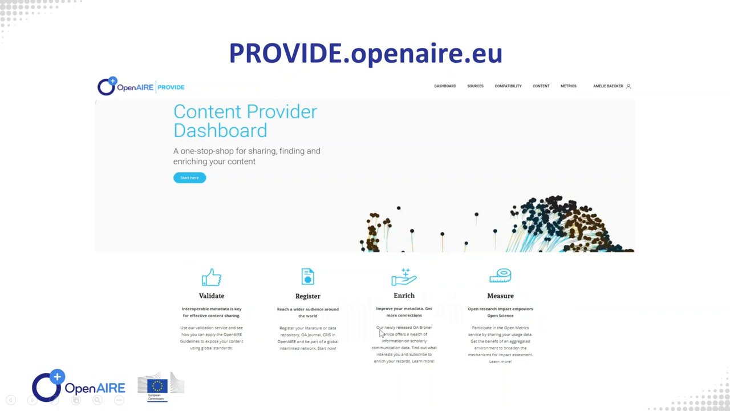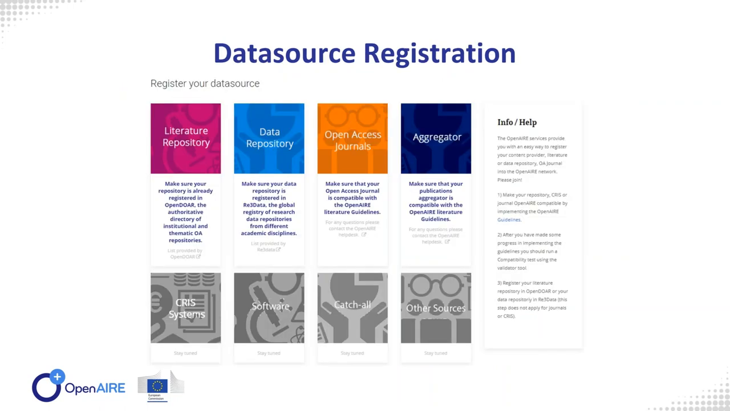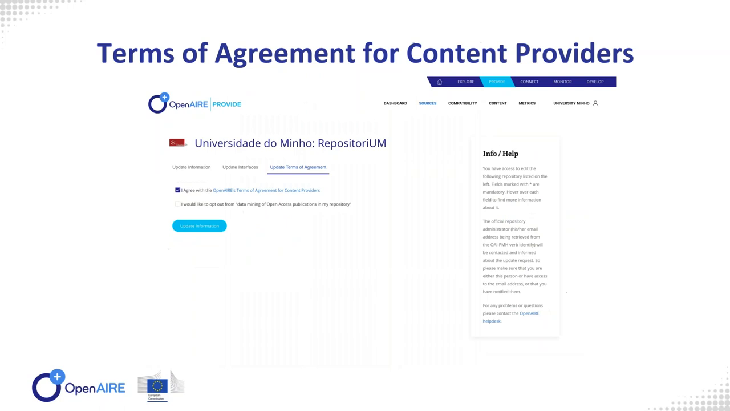And you will see the validate and register options. So a content provider has to bring content to OpenAIRE, that has to be validated and then has to be registered. And when it's registered, OpenMinded is able to access that content. So you have four categories right now, the data sources for registration open. So 1, 2, 3, 4 options.